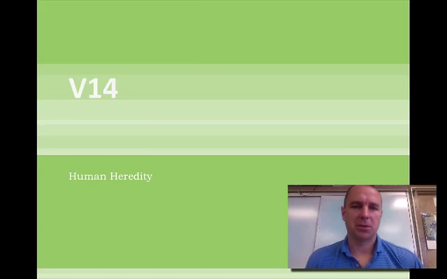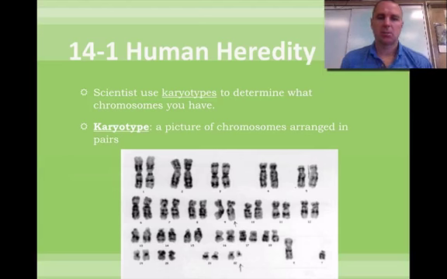I'm back with video 13 dealing with human heredity. Now human heredity is really interesting to me. First of all, scientists use karyotypes to determine what chromosomes you have. Now I actually have my wife's karyotype, so you'll be able to see that tomorrow in class.